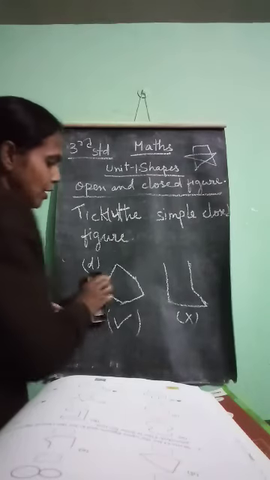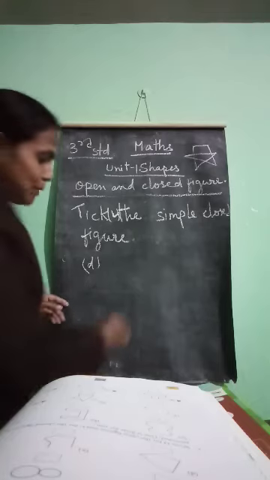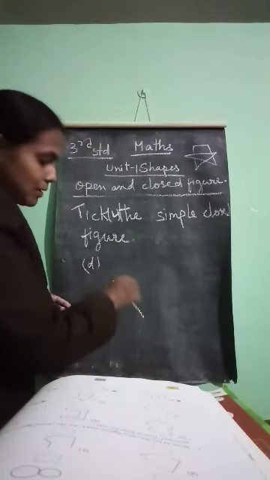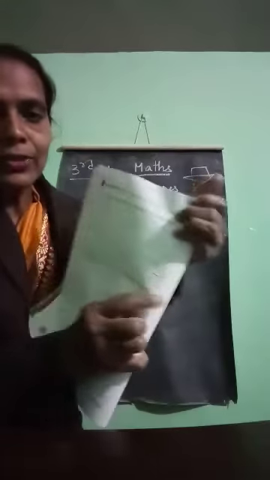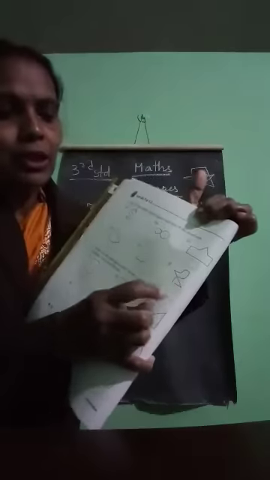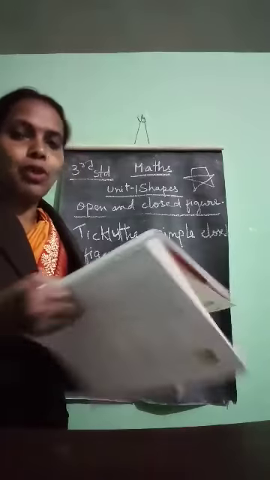Another figure, though it is closed figure, but it is not simple. Okay, this one, see. This one, can you see? This figure, it is not simple close. It is closed, but it is not simple close. So put wrong here. Put wrong. F1, you have to put wrong.